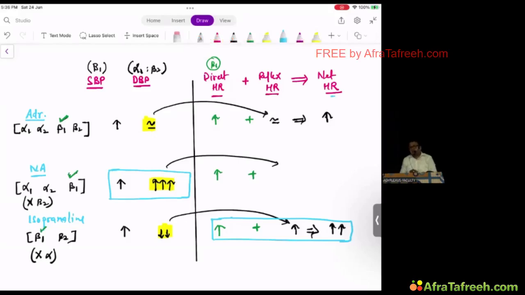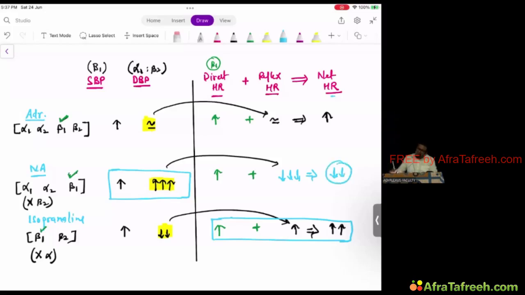Adrenaline. Come to noradrenaline. Noradrenaline, what is happening to diastolic BP? You are shown excessive increase. So reflexly what will happen? Excessive decrease. So overall what will happen? Directly there is an increase, reflexly 3 decrease, 1 increase, 3 decrease. Overall, bradycardia.